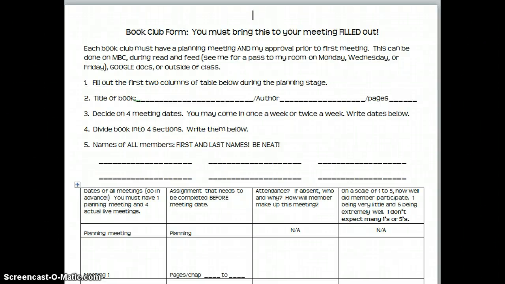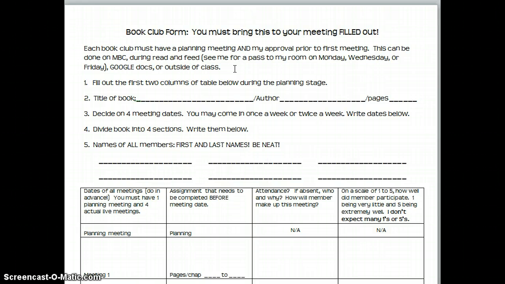I'm going to describe the book club form that I created over break. You will be using this if you are part of a book club. Each book club must have a planning meeting and my approval prior to your first actual book club meeting. This planning can be done on my campus messages, during read and feed.